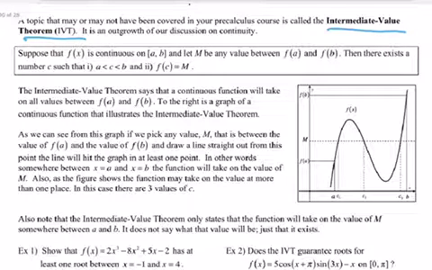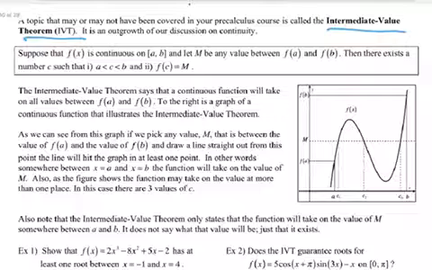I'm going to read a little bit to you. A topic that may or may not have been covered in the pre-calculus course is called the intermediate value theorem. It is an outgrowth of our discussion on continuity. Suppose that f(x) is continuous on the closed interval from a to b, and let m be any value between f(a) and f(b). Then there exists a number c between a and b such that f(c) equals m. That sounds fantastic, but what the heck does that mean?